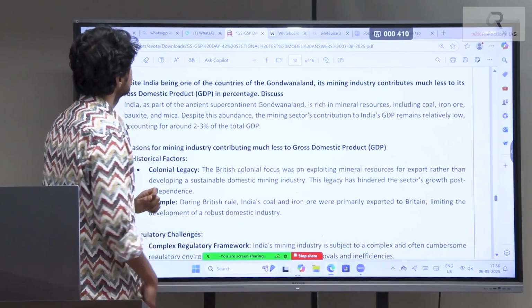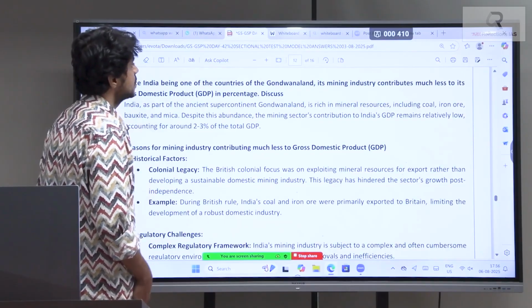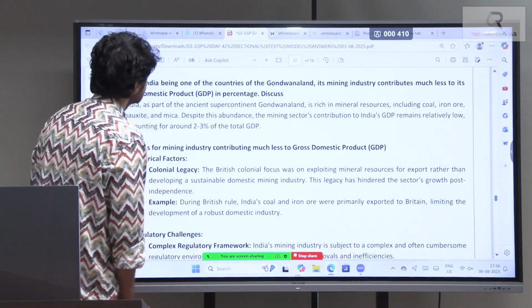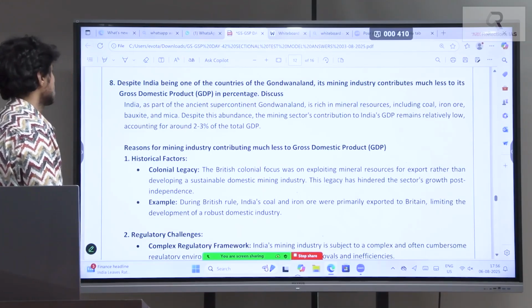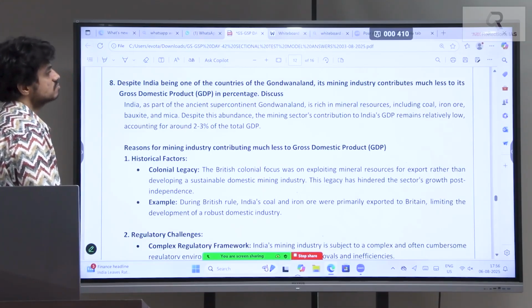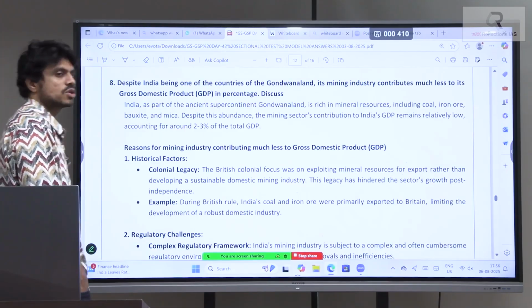Next: Despite India being one of the countries of the Gondwana land, its mining industry contributes much less to the GDP in percentage. Discuss. So, okay. So, Gondwana land, basically, yeah. So, primarily we are talking about the area.